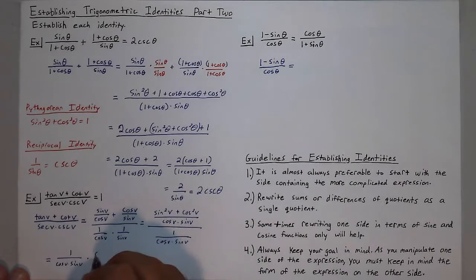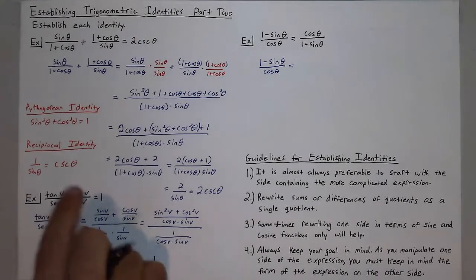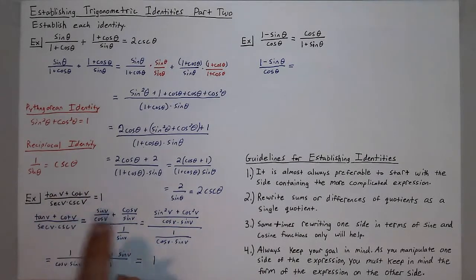of the denominator, which is cosine of v sine of v over 1. You'll see here that the cosine v and the sine of v cancel out, and this will leave me with just 1. So this complicated expression is just 1, and I've now proved why it is 1.